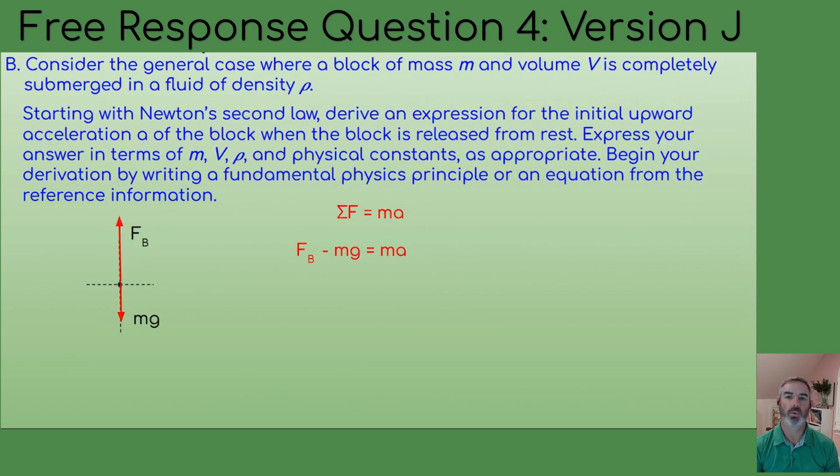So for the buoyant force, we're going to look up the equation on our formula sheet, and we're going to find that it's the density times the volume of the fluid displaced times g. Because the block is completely submerged, the block's volume is the volume of water that is displaced in this situation. So now we have variables that we're allowed to use: rho, v, the physical constant g, and m. We just need to rearrange this equation to solve for a, and we get a is equal to rho Vg minus mg, divided by the mass. So here's our expression for acceleration.